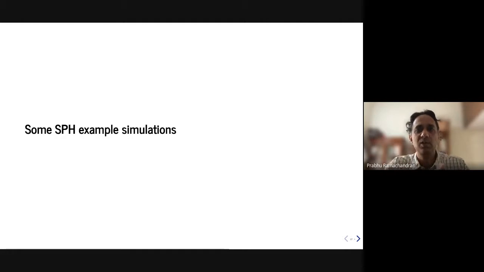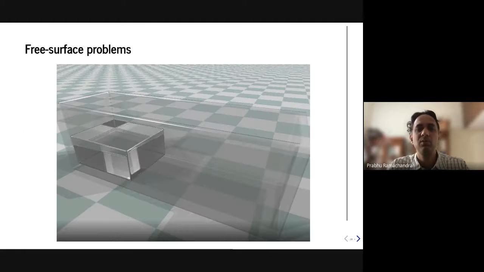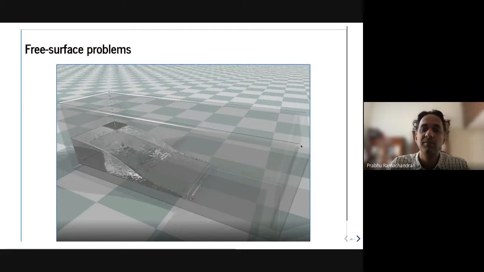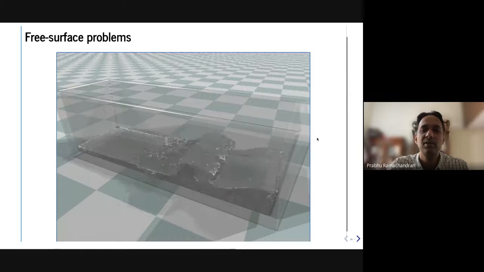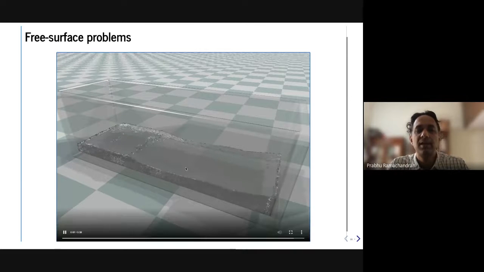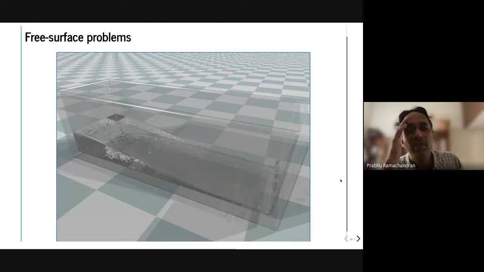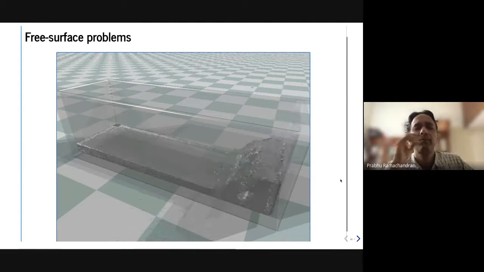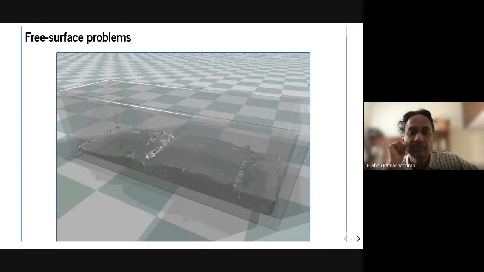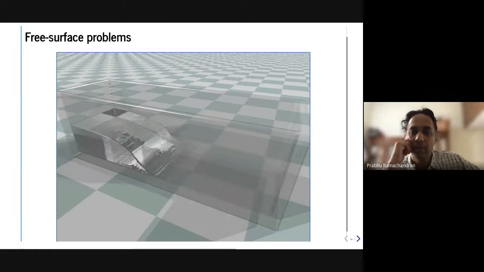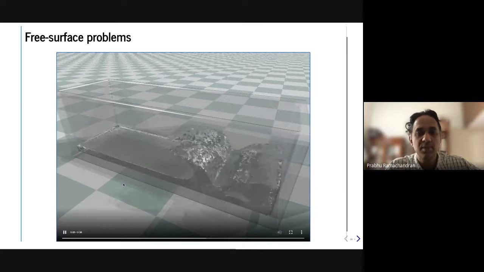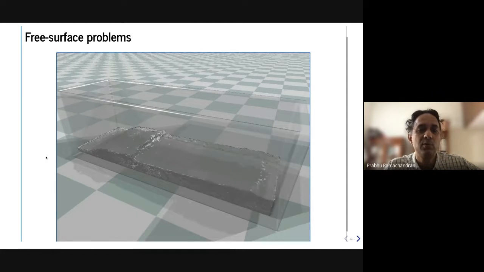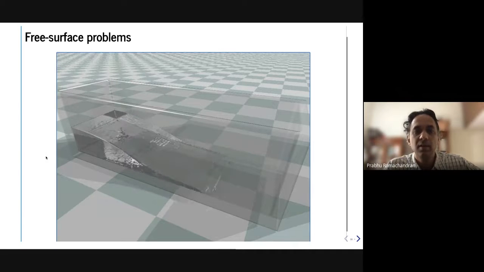So what I'll do now is switch to showing you some example simulations, just to give you a flavor of the kind of things that you can do. So here's an example of a free surface problem. Again, it's water in a glass. You can see the splash and all of those things are just naturally captured. This simulation was made with an incompressible SPH solver, which we have developed. But I just want to show you that the free surface capturing is completely natural. We don't have to do anything really special in this case.